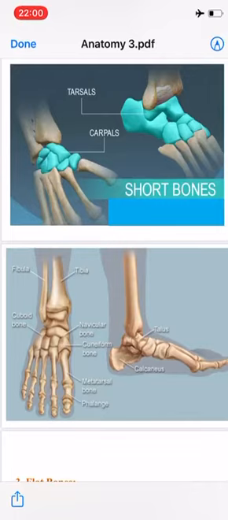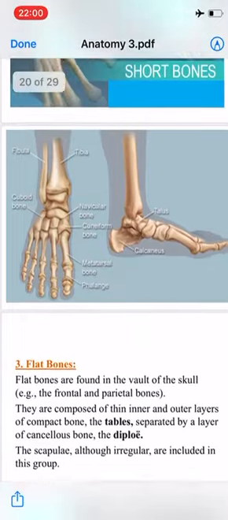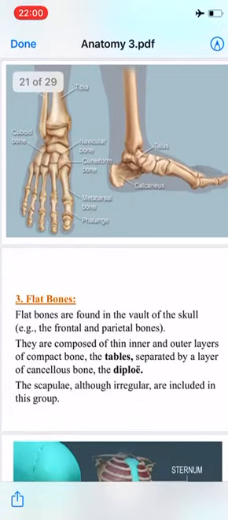And this picture shows the tarsal bones اللي هي عظام القدم and carpal bones التي هي عظام اليد أو منطقة الرسغ. And this picture shows the names of the short bones of the foot. وهذه هي أسماء العظام الصغيرة الموجودة في منطقة القدم.